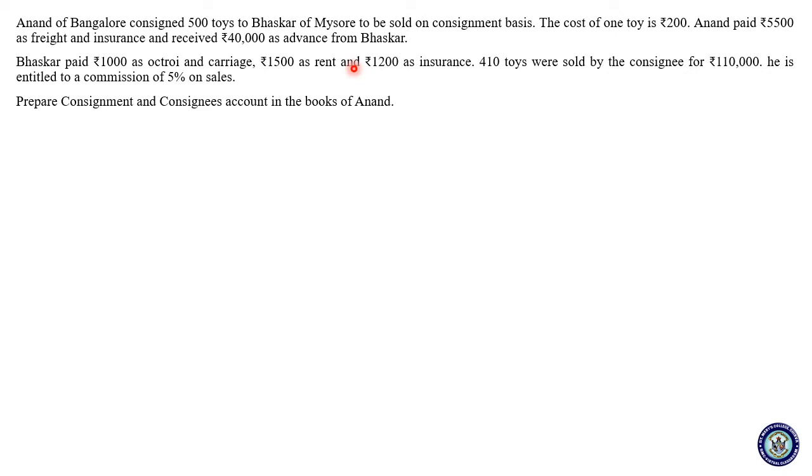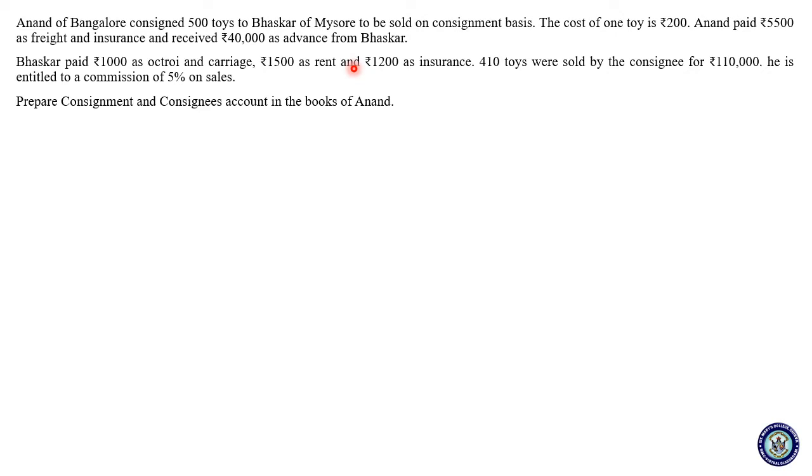After receiving the goods, Bhaskar has to clear the market. So then you have to appoint the salesman, then you have to sell the goods. But before selling, there is the advance payment received by Anand. So out of the total sale value, you have to deduct this advance. Where do you have to record this? In the consignee's account.